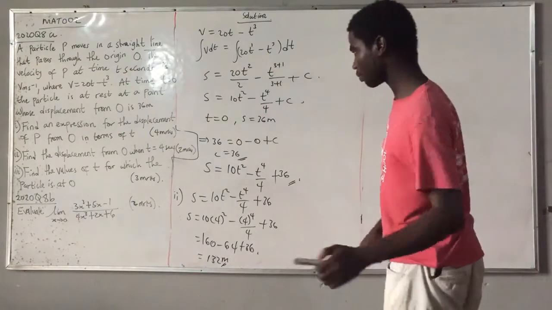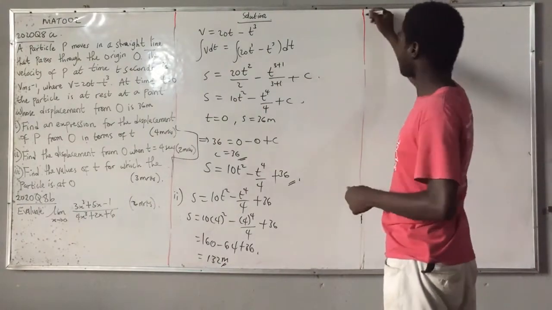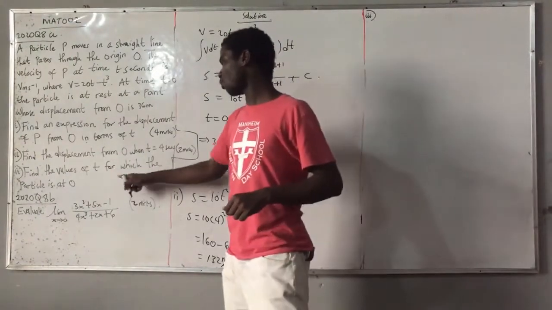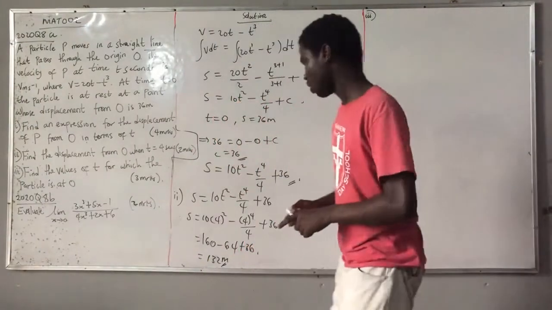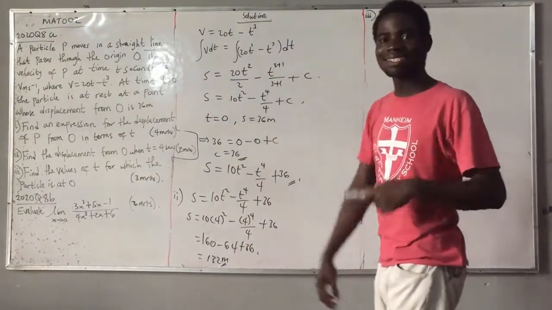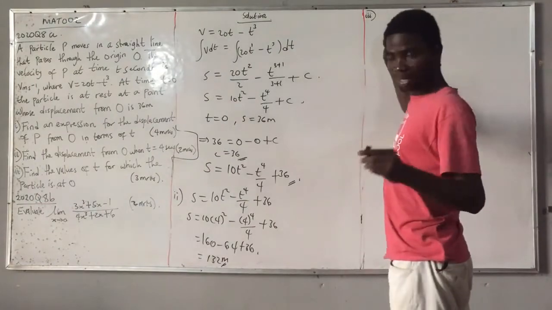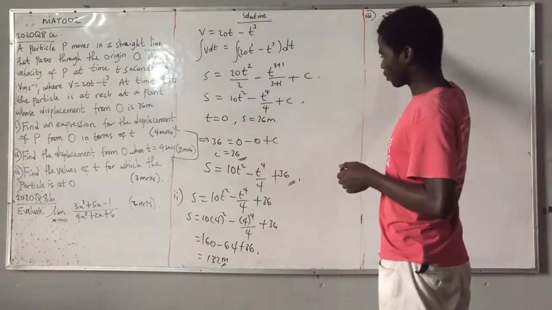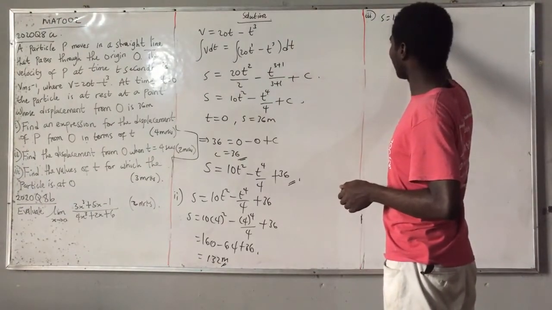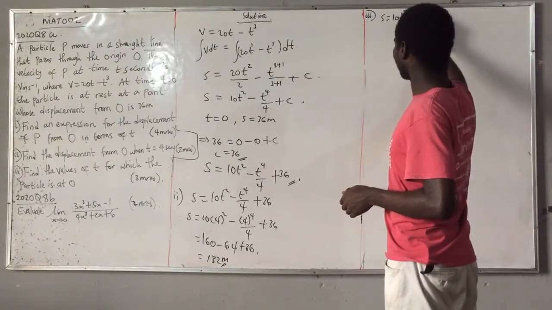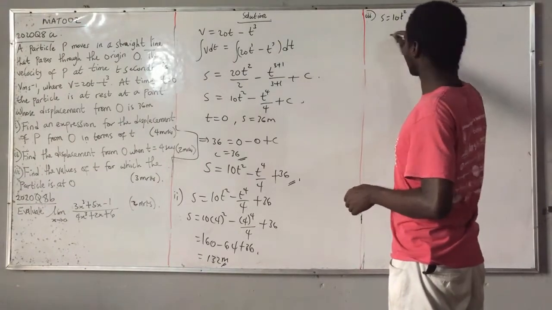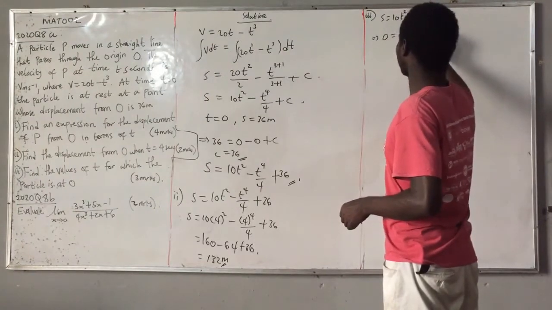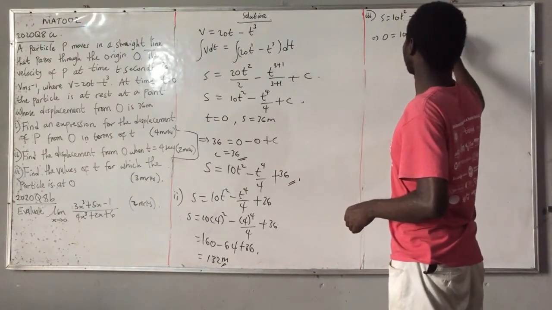So now, the next one. Find the value of t for which the particle is at 0. So they want me to find t when s is 0. Look at what I am going to do now. So we want to solve s equals 10t squared minus 3 raised to power 4 over 4. That is what we have, plus 36. So put s to be 0. That means 0 is equal to 10t squared minus 3 raised to power 4 over 4 plus 36.